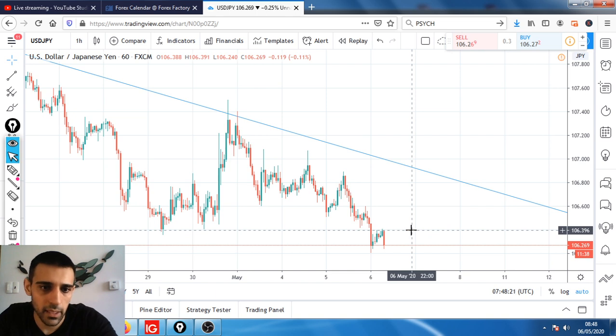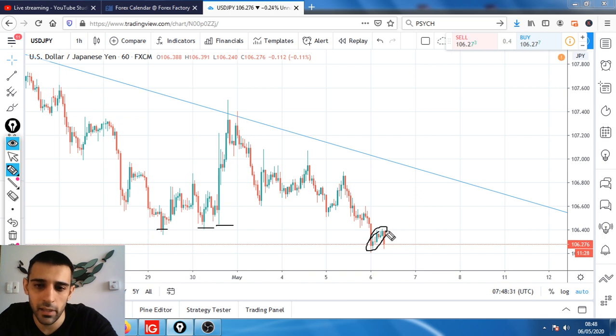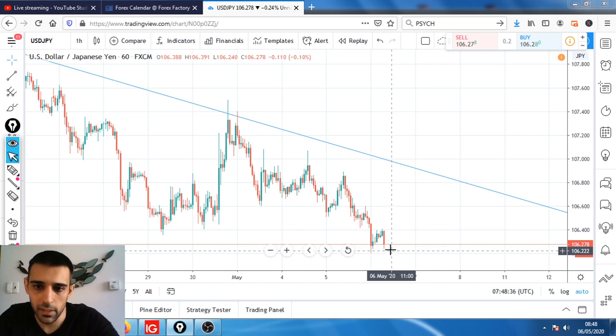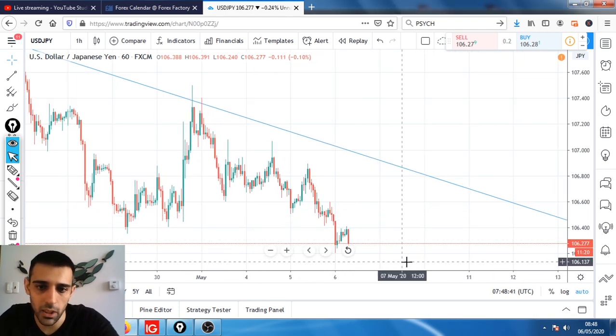So the price did a nice retracement, this retracement up here. The price came up and tested this area in here, and then we had this nice down candle. It's gonna be closing in about 10 minutes. So this so far is looking good.